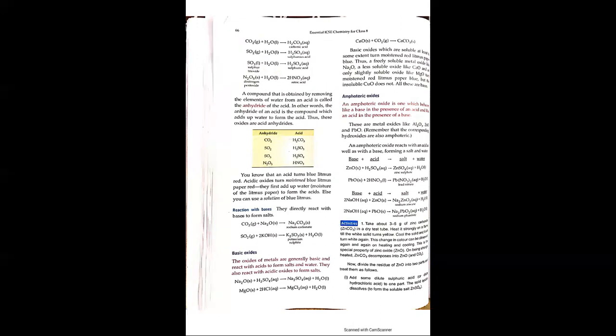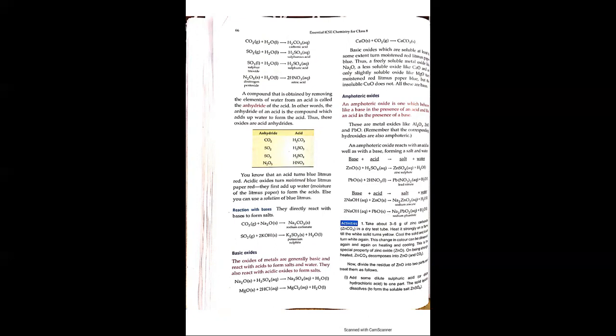You know that acid turns blue litmus red. Acidic oxide turns moist blue litmus paper red. They first add up moisture of litmus to form acid. So, reaction with base: acidic oxides, when they react with basic oxides, form salt. This also we have come across, that acidic oxides react with basic oxides to form salts.